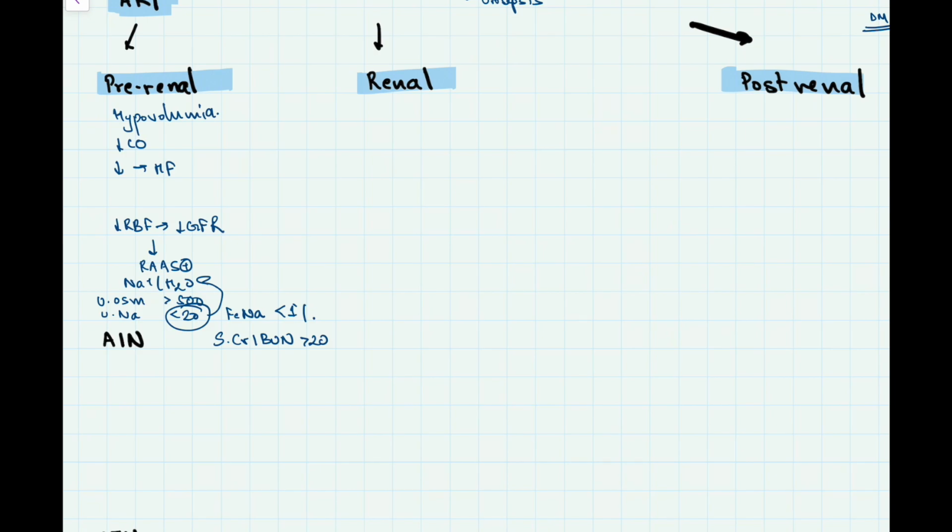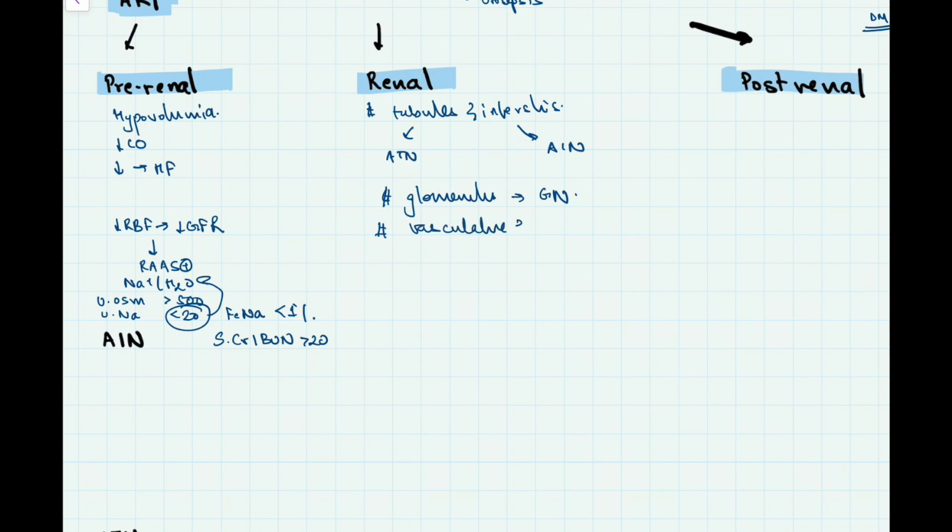In renal causes, that is called intrinsic renal failure, there is damage to the tubules and the interstitium. Right? So there can be either acute tubular necrosis or acute interstitial nephritis. If there is damage to the glomerulus, it causes acute glomerulonephritis, while any damage to the vasculature would lead to vasculitis, malignant hypertension, and TTP-HUS spectrum. Right.